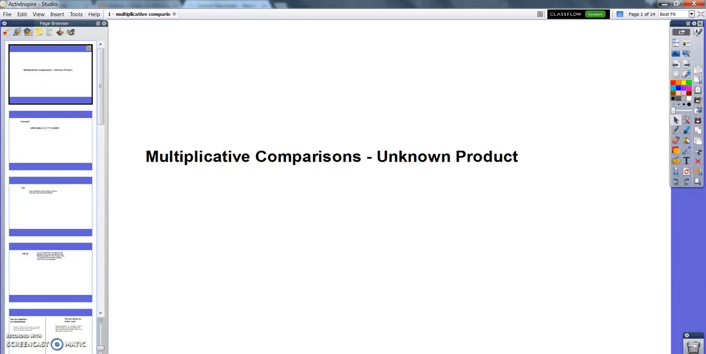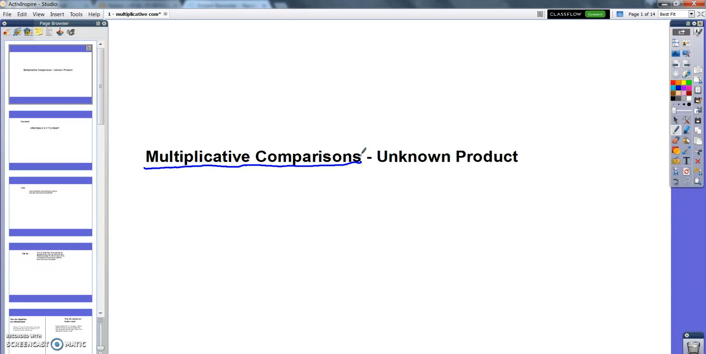Hey, fourth graders. On to a whole new thing today. We're going to move on to a topic for the next several days called multiplicative comparisons. Big fancy name for not a particularly complicated situation, but definitely one I want to talk you through how to do a bunch of situations with.